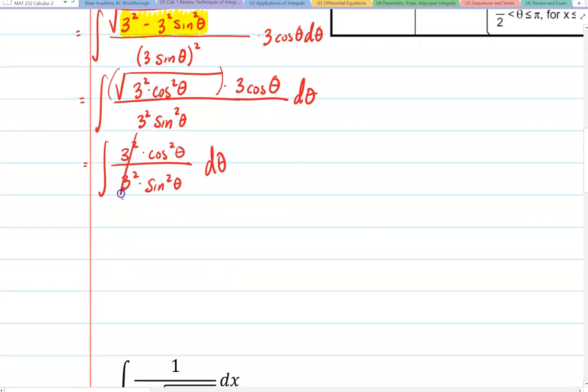Okay, well, the 3 squareds can cancel, and now we just need to find the antiderivative of cosine squared over sine squared. Well, cosine squared over sine squared is tangent squared, so now we've simplified this antiderivative into the antiderivative of tangent squared theta, d theta. Sorry, that's cosine over sine, so that would be cotangent squared theta.